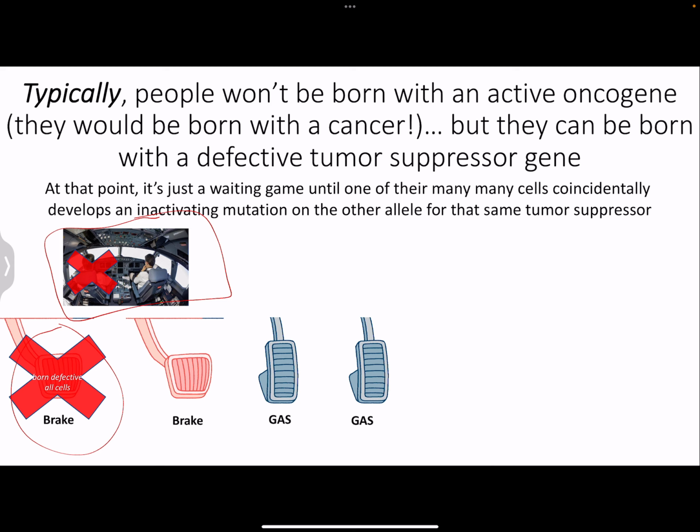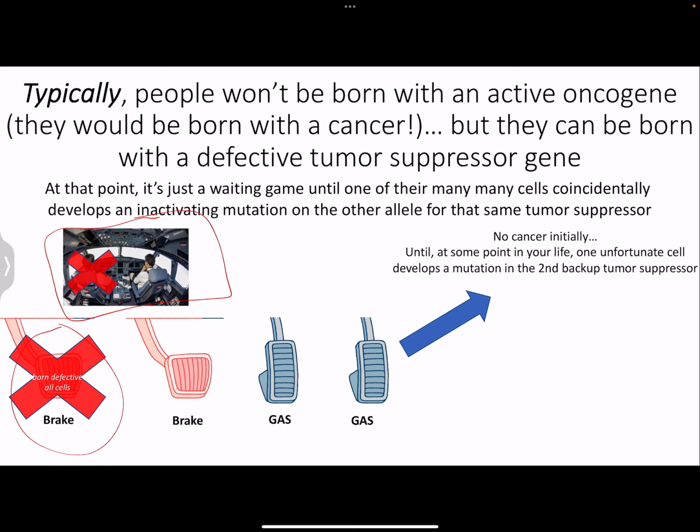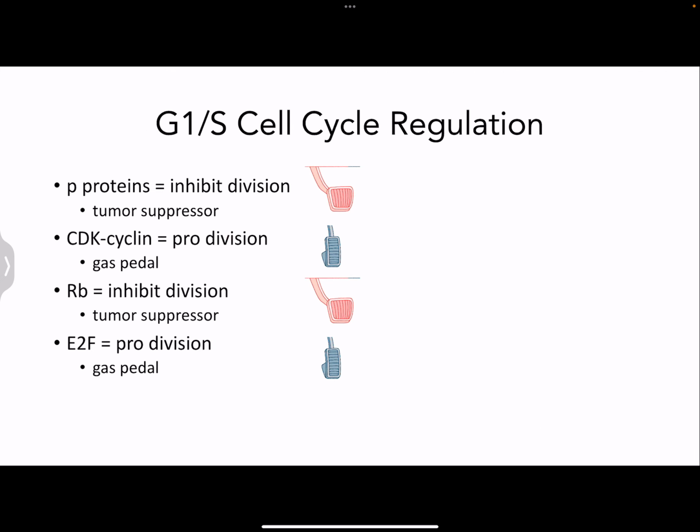So you've got 40 trillion cells as an adult that divide, they're always dividing. It just takes one of those cells to get, so normally you're fine, right? But it just takes one of those cells to have a mutation. And you know what? Now you have two tumor suppressors missing, and that particular cell can lead to cancer. The P proteins are therefore tumor suppressors.